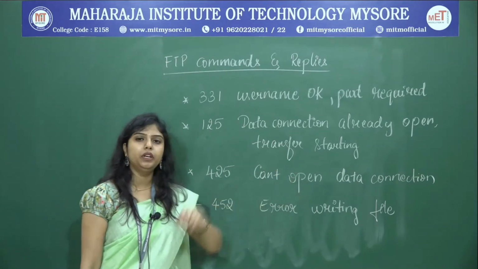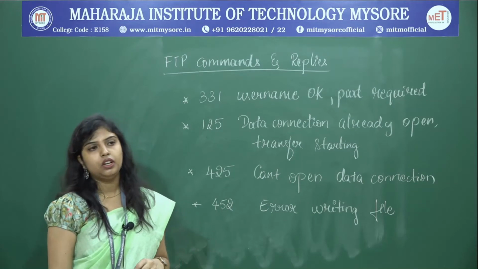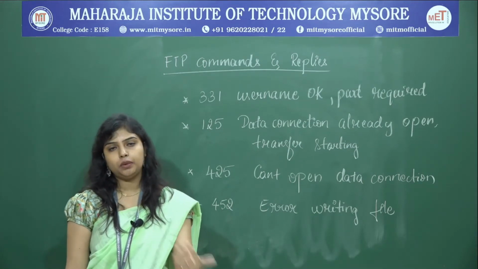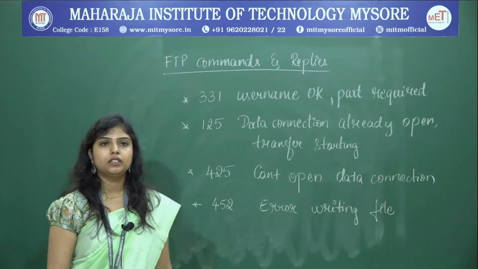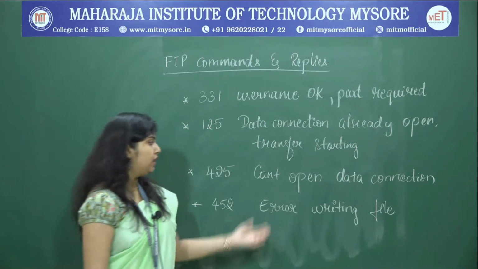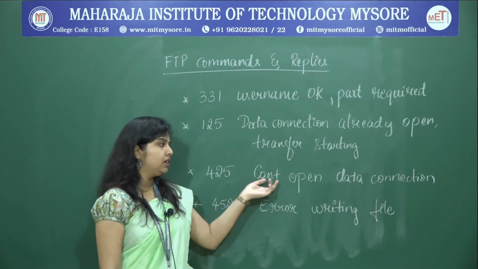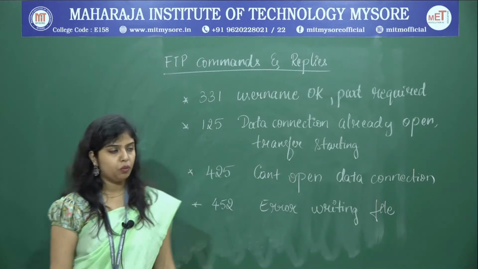Next is 425. 425 means can't open data connection. Now, suppose you are establishing a TCP connection to the server and the server is unreachable, then the reply which we get is that the data connection is not open.